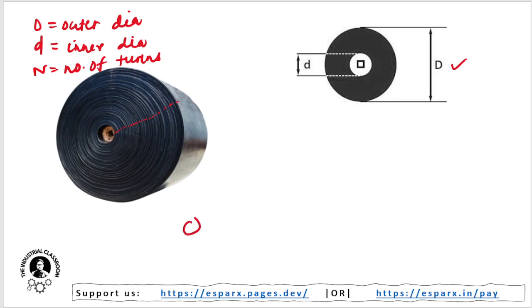So for example, here is the number of complete turns you have to take. Here you can say 1, 2, 3, 4, 5. These are the number of complete turns. So n is the number of complete turns.